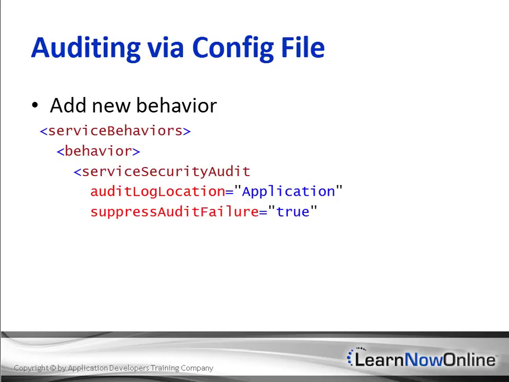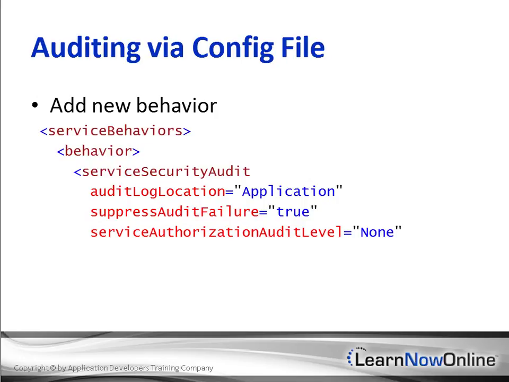By default, whenever something goes wrong with the logging system, such as it fills up, WCF will generate an exception. Now you can turn this off by setting this suppress audit failure to true, and that could potentially protect you against a hacker that knows you have this turned on and generates logging events, which generates exceptions, which could potentially result in a denial of service.